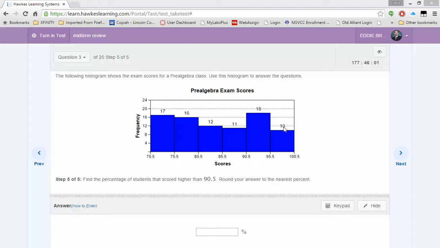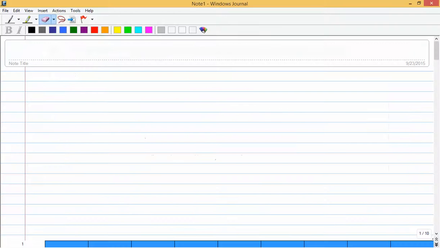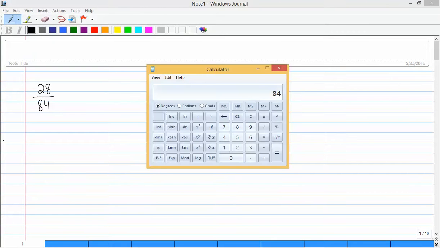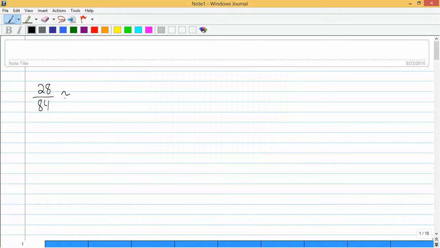So 18 plus 10, that's 28. So we have 28 divided by, we had 84. So that fraction will simplify, but I don't have to do that because I want to change it into a percentage anyway. So 28 divided by 84. Alright, it's 0.3 repeating. So it's 0.3, 3, 3, so on and so forth, forever repeating.